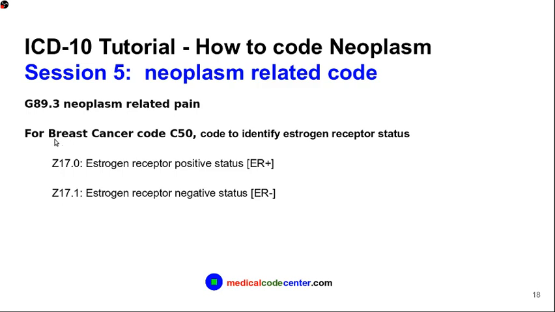So finally, I just want to mention for breast cancer code C50, you also need a code to identify estrogen receptor status. Which is Z17.0 for estrogen receptor positive status, or Z17.1, that's estrogen receptor negative status.